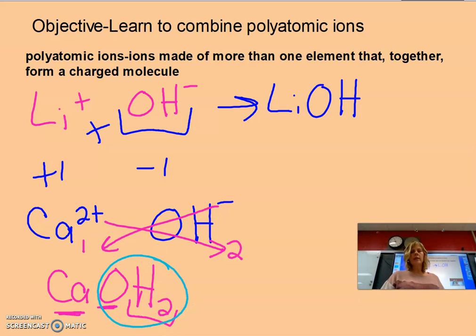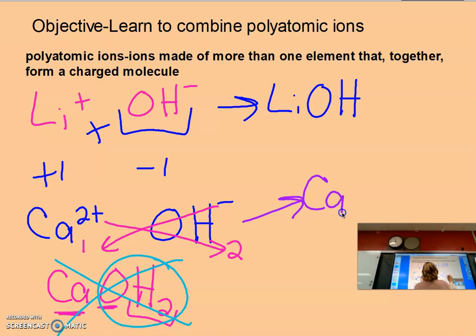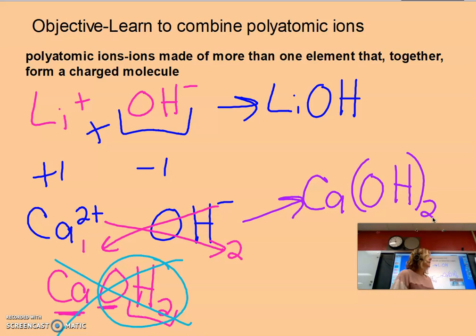I need to write this a different way so that our intentions here are a little bit more obvious. So this is wrong. The way we have to write this is actually this way. I have 1 calcium and I have 2 of these hydroxide. I need to put parentheses around that entire polyatomic ion and put the subscript on the outside. So this is the correct way.